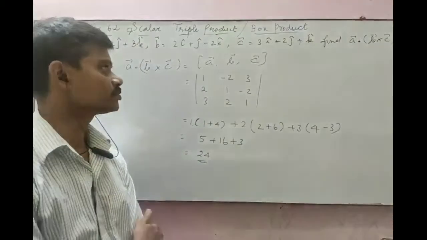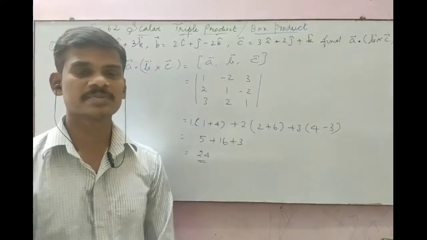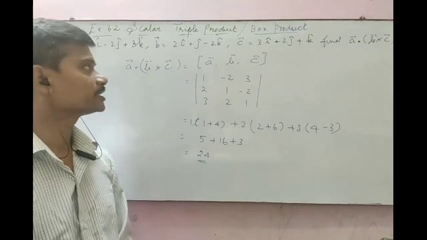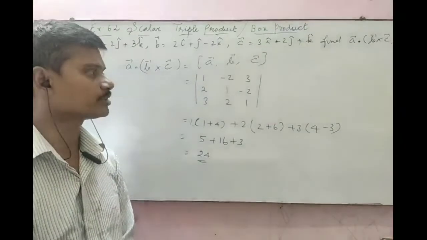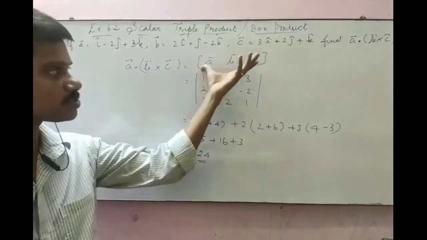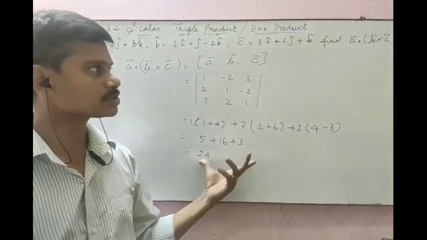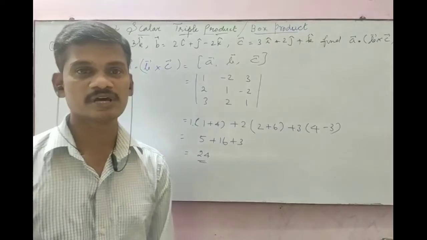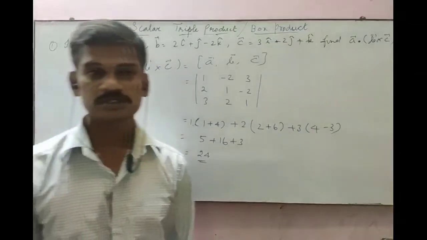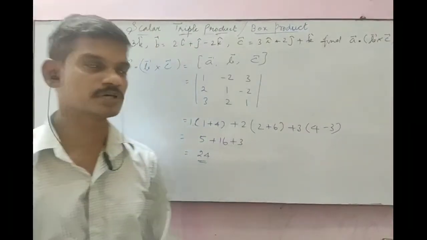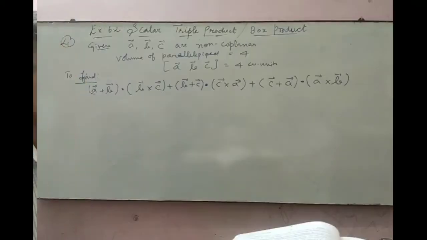Using this same concept, do the second sum and the third sum as homework. In that they ask you to find the volume of the parallelepiped. Volume of the parallelepiped is also the box product of the three vectors. So again, use the box product and you will get the value of the volume of the parallelepiped. The third sum also uses the same formula. Now we will do the fourth sum.